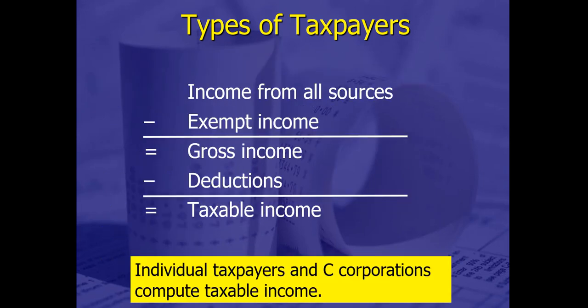Here's your formula for calculating your taxable income. This applies to both individuals that we'll be focused on as well as C corporations. We're looking at all income. We take out the exempt, we get our gross income.